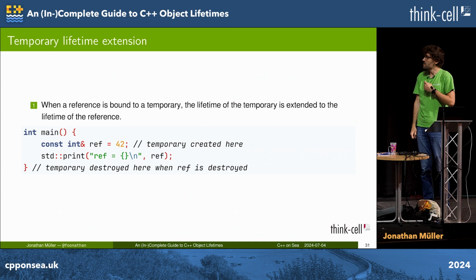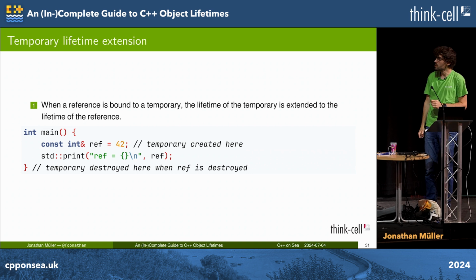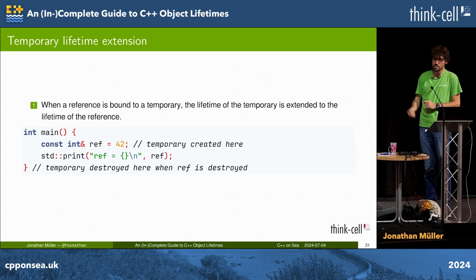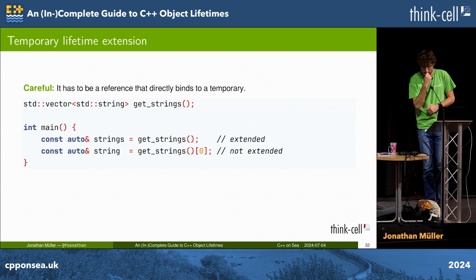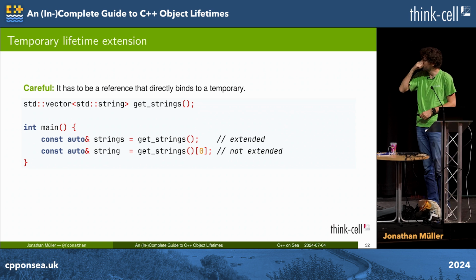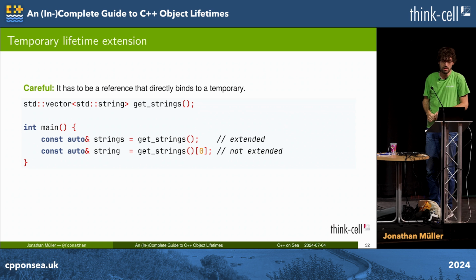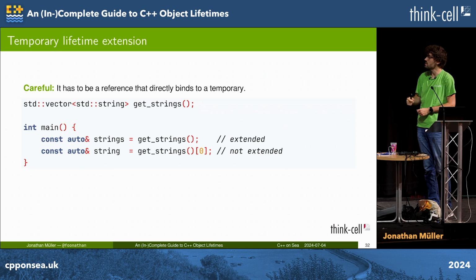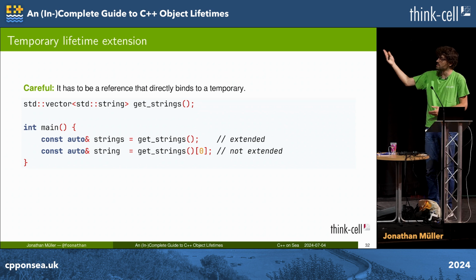But it's not really that helpful because it's really fragile. It only works when we directly bind a reference to a temporary. So let's say we have a function getStrings, which returns a vector of string. And the first time we're binding that result to a const auto ref. This triggers temporary lifetime extension because we have a PR value that we bind to a reference. So we materialize a temporary whose lifetime gets extended until the closing brace.